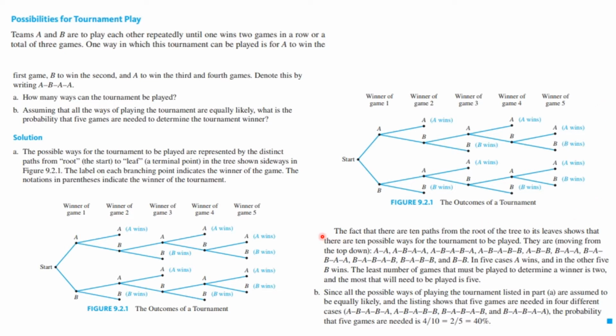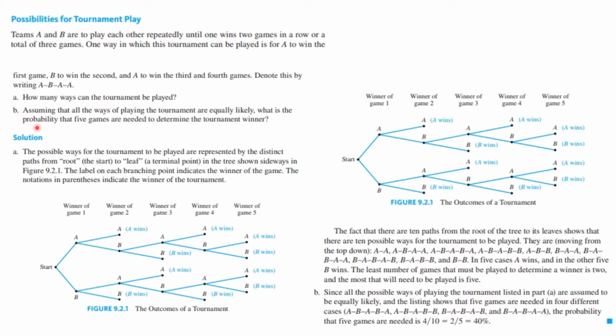The fact that there are 10 paths from the root of the tree to its leaf shows there are 10 possible ways for the tournament to be played, and that is the answer to part A. And I list a whole bunch of these ways, but you're just going from root to the ending leaf. The least number of games that can be played to determine a winner is 2, and the most that will be needed is 5.